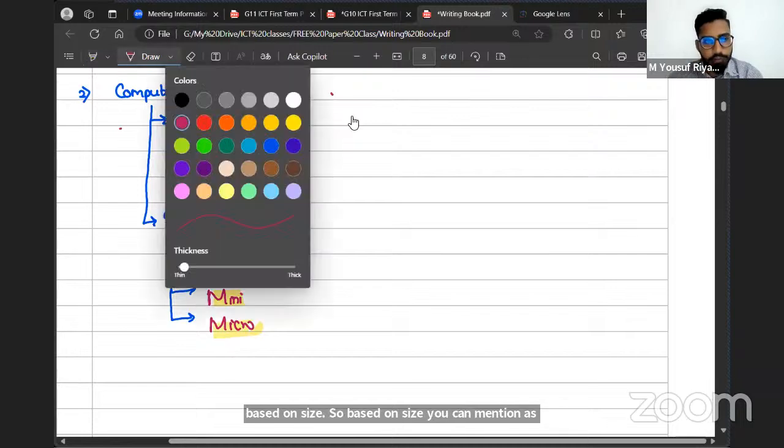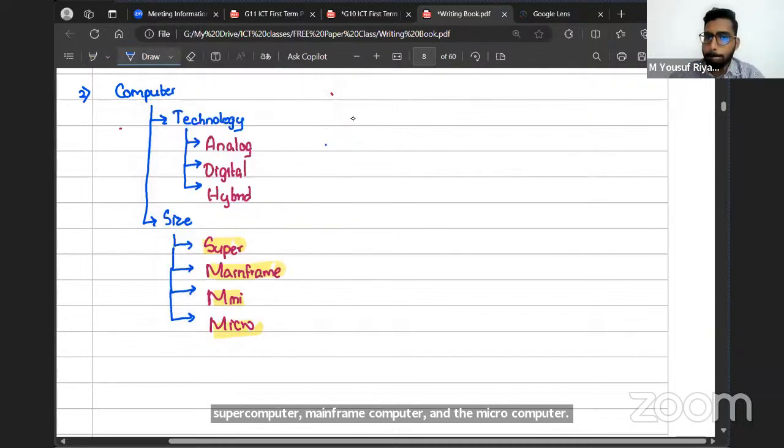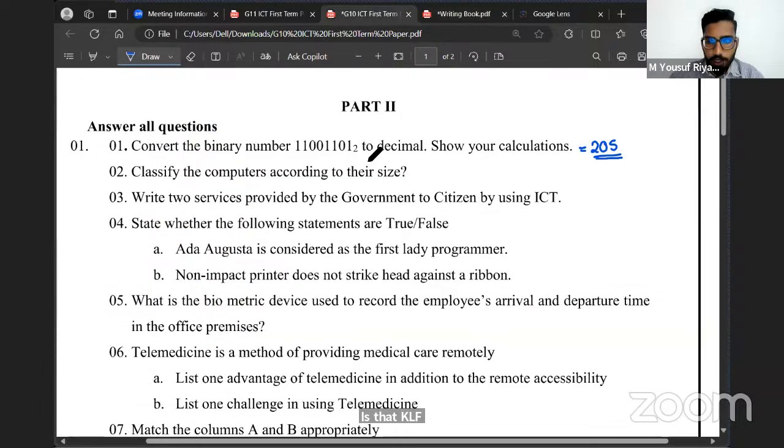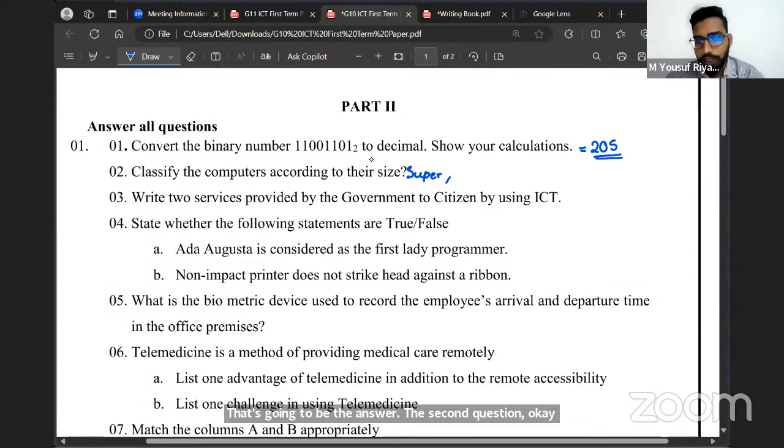Is that clear, all of you? So that's going to be the answer to the second question. Mention the full word supercomputer. I'm just writing it short here, but in your answer, always have the habit of writing the full word.